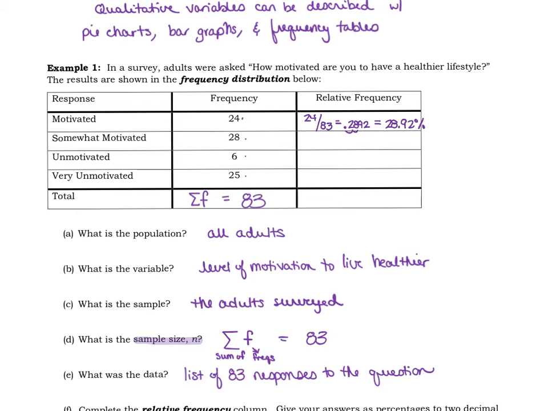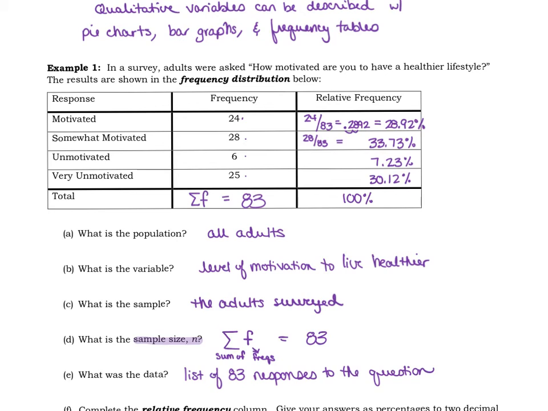Okay, similarly going through the others, so we'd have 28 divided by 83, and you'll get the decimal version. Either move the decimal 2 places to the right or multiply by 100. We should find out that we're at 33.73%. For the unmotivated, 6 out of 83. I hope you come up with 7.23%. And then last but not least, 30.12%. And that should add up to 100%.